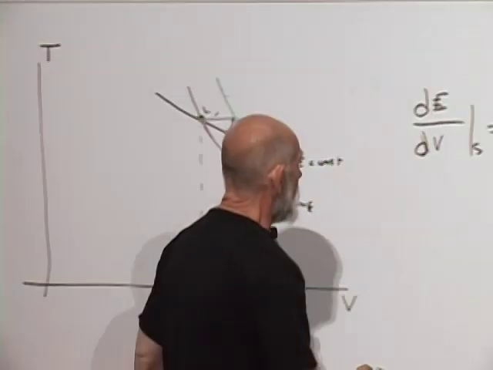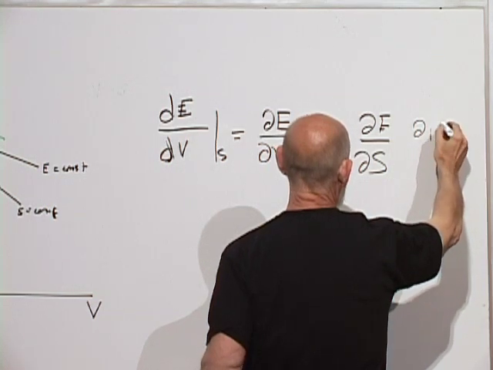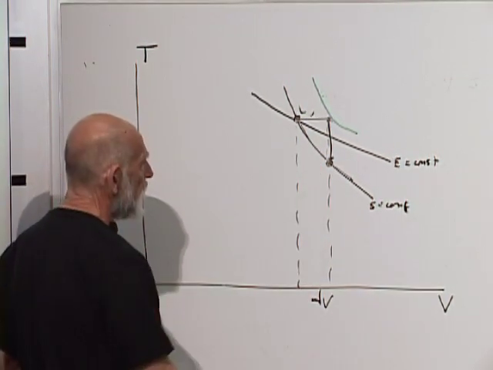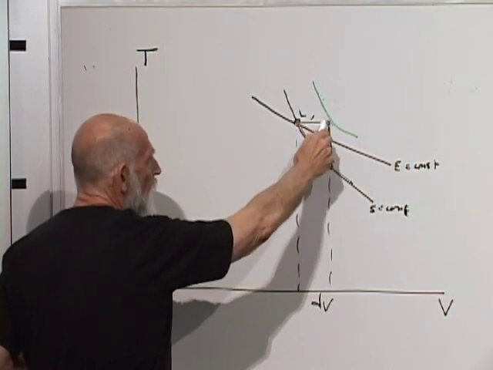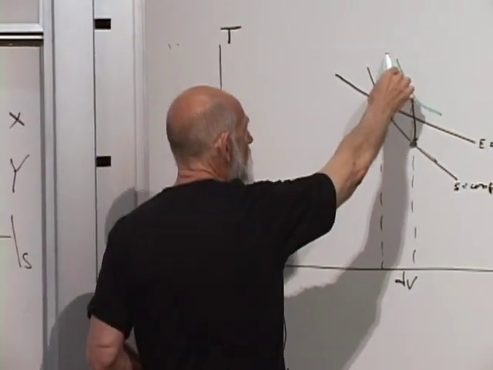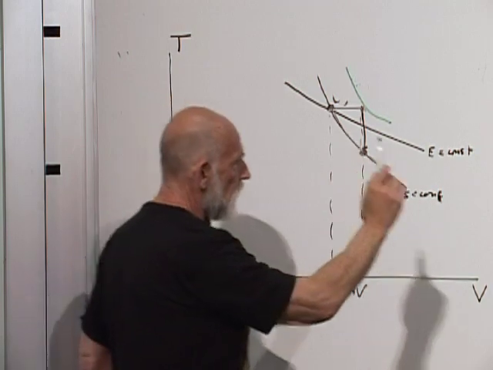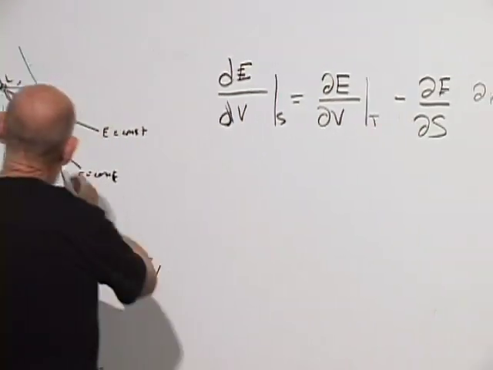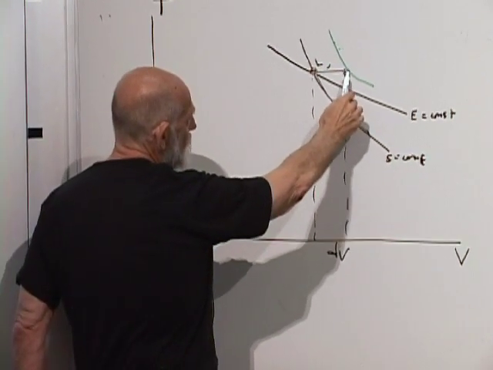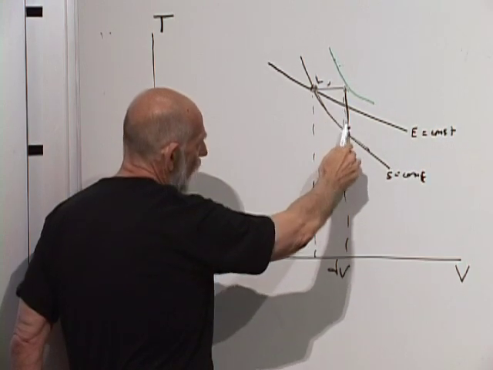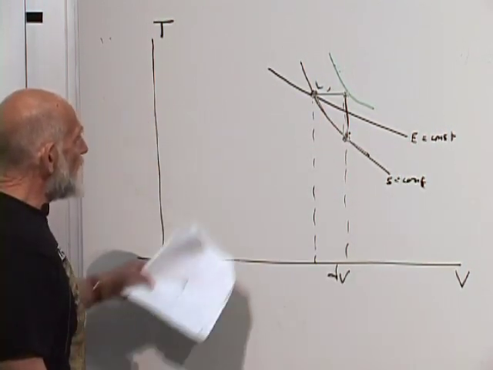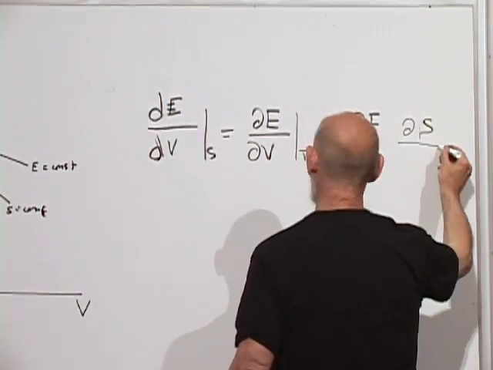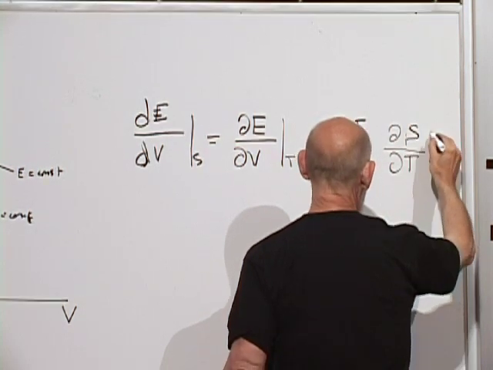So we have to multiply this by the change in the entropy when we go from this curve to this curve. It doesn't matter whether we go from this curve to this curve from here to here or from here to here. Why? Because the entropy is constant along these lines. So the change in the energy is the change in the energy per unit volume at fixed temperature, that's the horizontal change, plus the vertical change, which is the change in the energy with respect to the entropy times the change in the entropy in dropping down vertically. What's the change in the entropy in dropping down vertically? It's the change in the entropy with respect to the temperature at fixed volume.